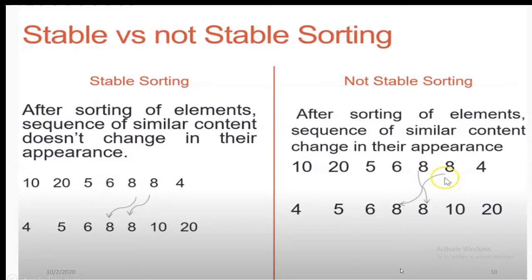You can see I have taken an example of some integer values: 10, 2, 5, 6, 8, 8, 4. After sorting in increasing order I will get 4, 5, 6. You can see my cursor position: 4, 5, 6, 8, 8, 10 and 20.